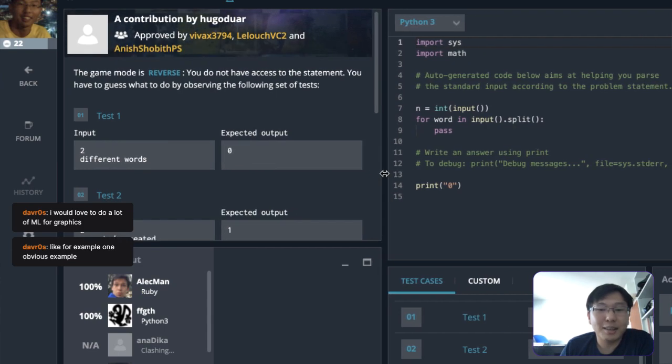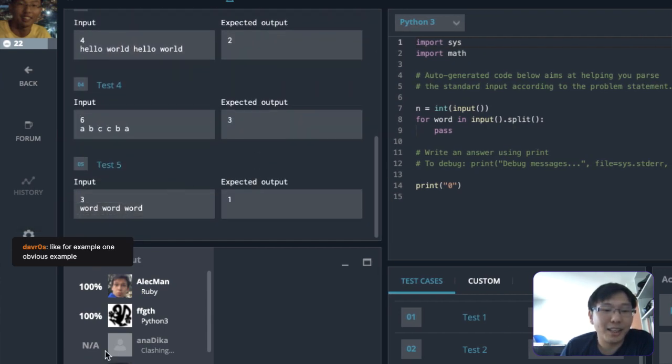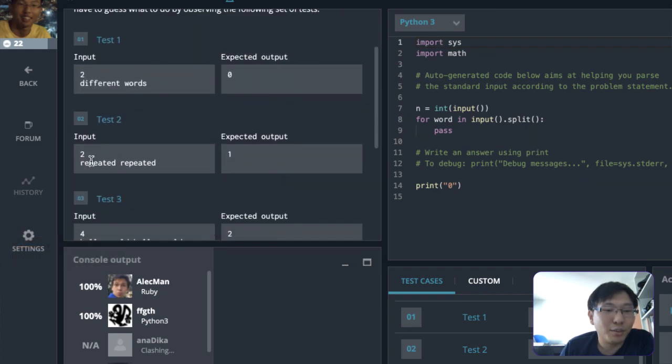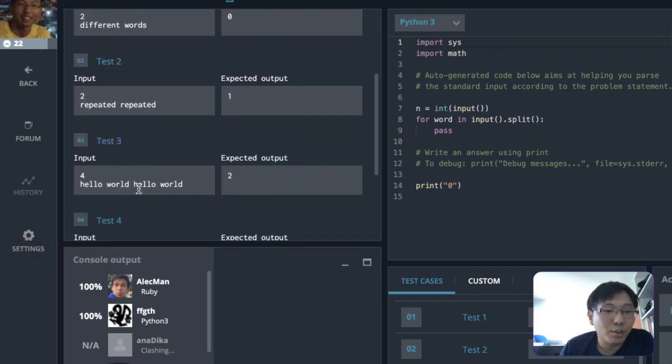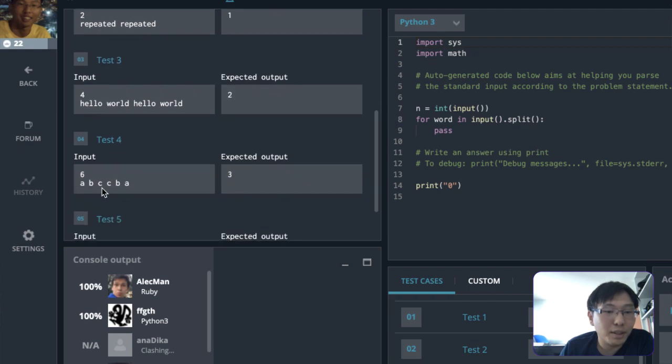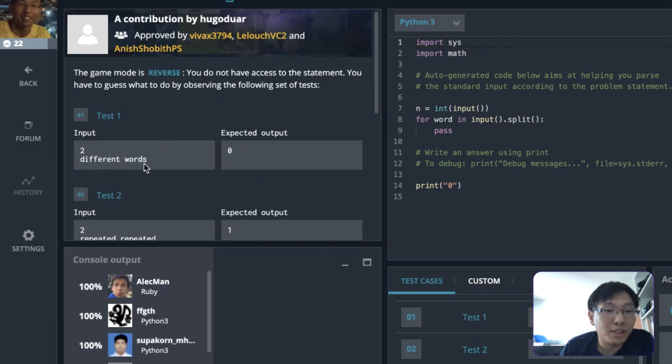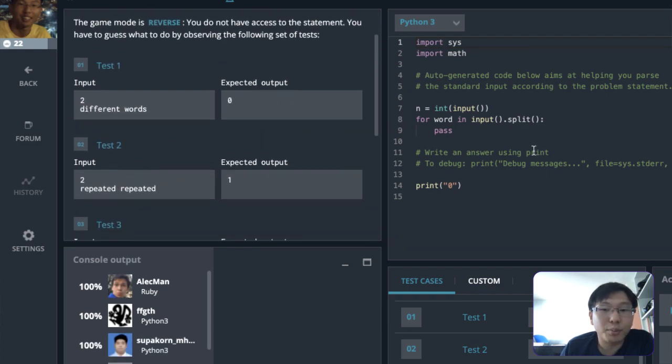Yeah, you keep talking. Let me just try to solve this problem first. If not, I'll be last. Look at that. Two people have solved it already. So over here, two different words, repeated: hello world, hello world. A B C C B A. Okay, I guess it's the number of repeated words, right? Yeah, the number of repeated words.